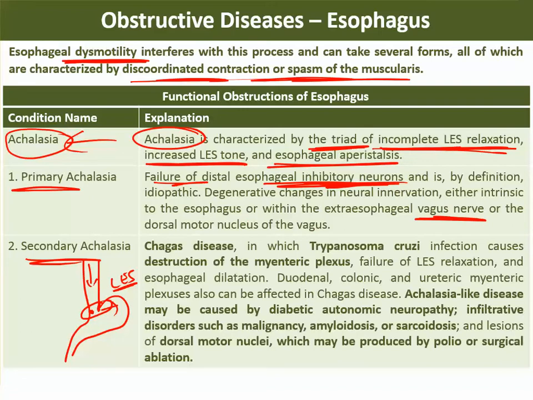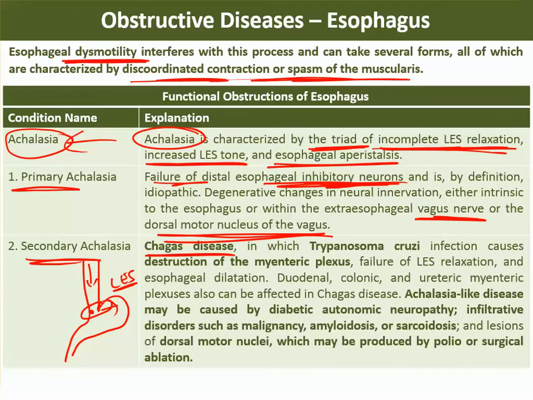Or for example, if there is anything happening in the areas of the spinal cord, then the dorsal nucleus of the vagus can be affected. If you have very good basics of anatomy and physiology, you can understand these neural lesions very clearly. Any area in the brain where the vagus nucleus is affected, or the spinal cord, then automatically the esophagus cannot have good peristalsis.